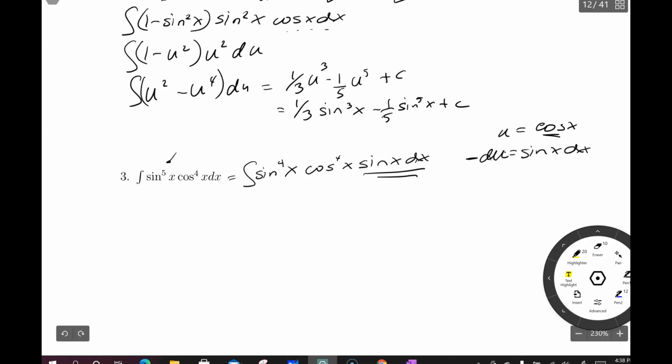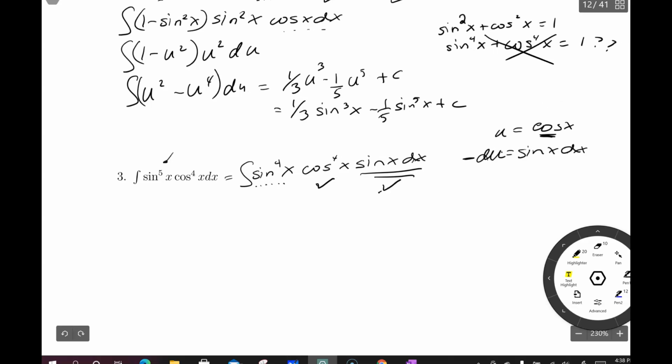Okay, so now let's change everything so that my u substitution of cosine will work. This will be taken care of with du. This will be taken care of, so I just need to rewrite this. Okay, so let's talk about this identity that I've got. I know that sine squared of x plus cosine squared of x is 1. Is it true that sine to the 4th of x plus cosine to the 4th of x is 1? Is that true? It is not. That is not a true statement, so be careful.